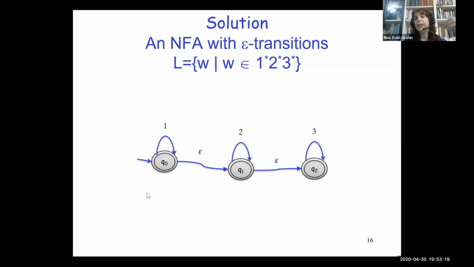I have three states, Q0, Q1, Q2, all of them accepting. Q1 has a self loop with ones, but now I can move from Q0 to Q1 with epsilon without any ones. Q1 has a self loop with twos, and I can move from Q1 to Q2 with an epsilon transition. And in Q2, I have a self loop with threes. I used two epsilon transitions, so I managed to build an NFA that accepts the same language.